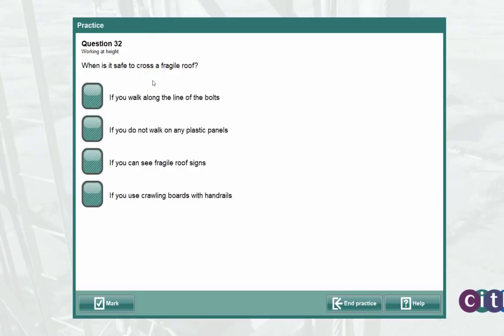When is it safe to cross a fragile roof? If you walk along the line of the bolts. If you do not walk on any plastic panels. If you can see fragile roof signs. If you use crawling boards with handrails.